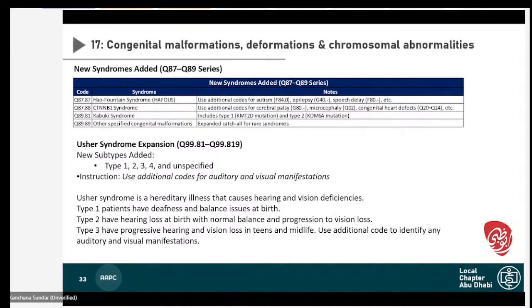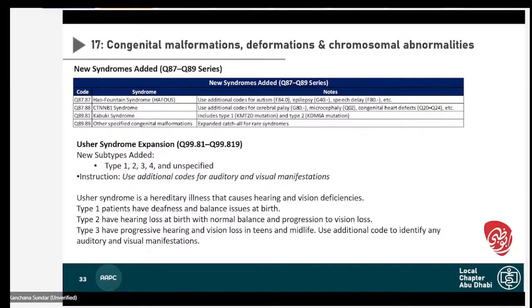And the next chapter is congenital malformation. As usual, a couple of very interesting syndromes are being included. On the pronunciation front, I am telling about the interesting fact about the syndromes. Every year we have some tongue twisters in the syndromes, and the same has happened in 2026 as well. So we have Howe Foundation syndrome, CTNNB1 syndrome, Kabuki syndrome, and other congenital malformation syndrome. So these are the new congenital disorders. Please get familiar with it.